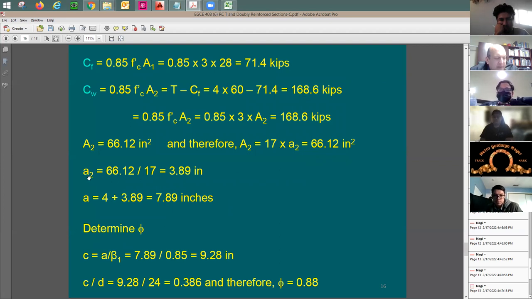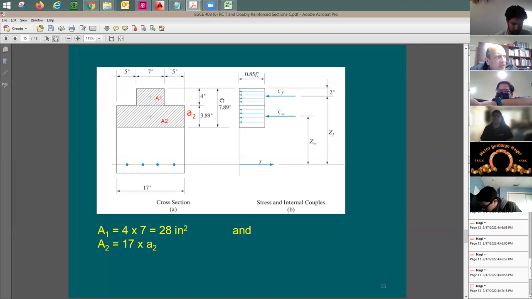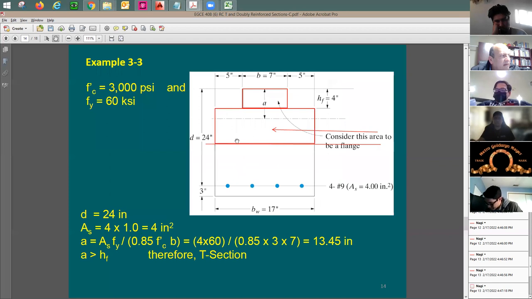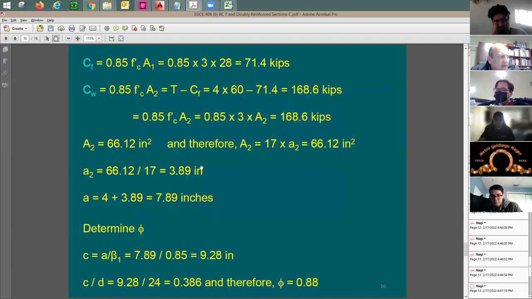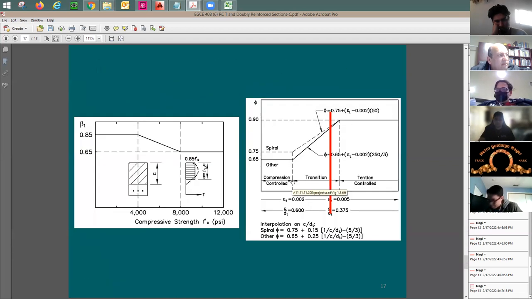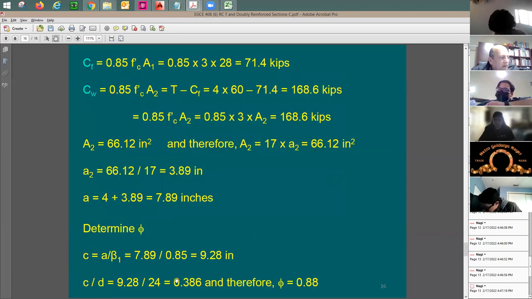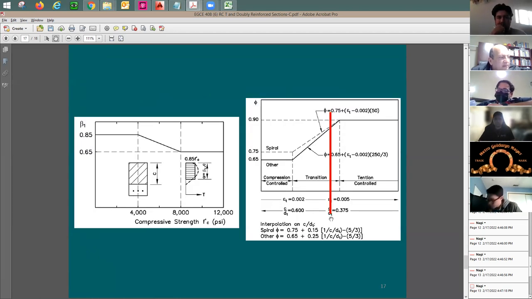So here we go. Now this gives you your A2. You add 4 inches to it. What is the 4 inch? Which means this one here, you're going to have 7.89, your C value. What is C? Neutral axis depth. If you take the C divided by the depth D, this is your depth D, you can solve for the phi factor. Same thing. Here's the phi factor. Look what happened. C over D becomes 0.386.